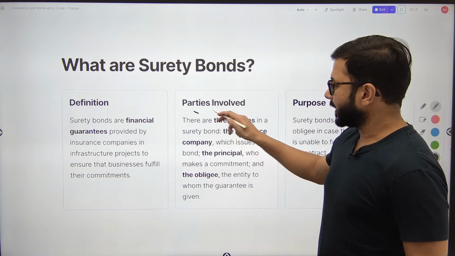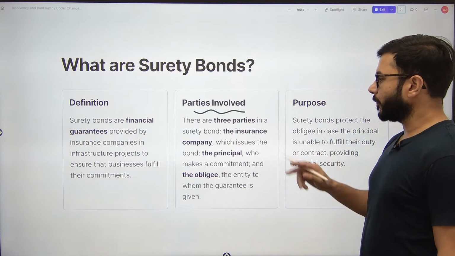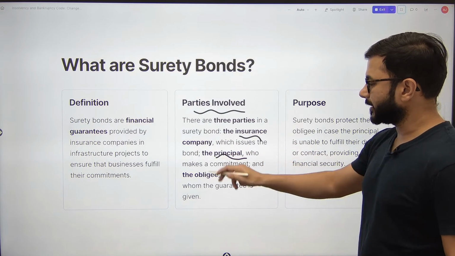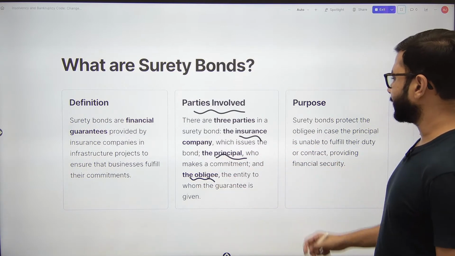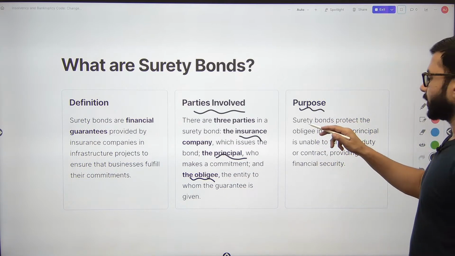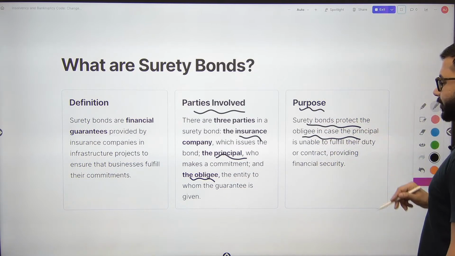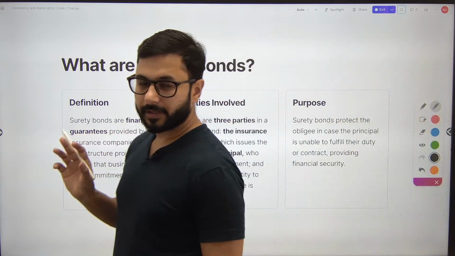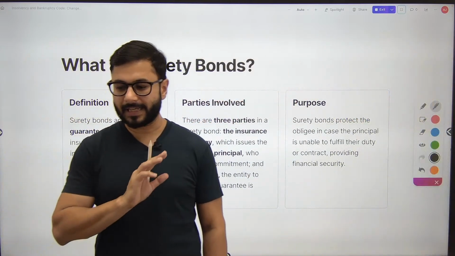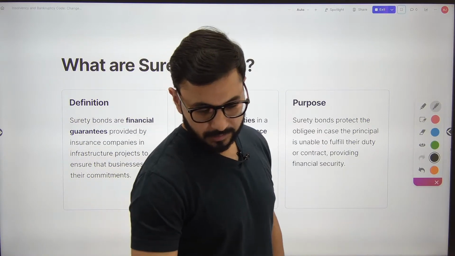आगे आते हैं. Parties involved. The three parties involved: I told you there is an insurance company, there is a principal who makes a commitment, and there is an obligee to whom the guarantee is given. What is the purpose? The surety bond protects the obligee in case the principal is unable to fulfill their duty, providing financial security. यही मैंने अभी आपको explain किया है. Exactly the same. Clear है यहाँ तक?